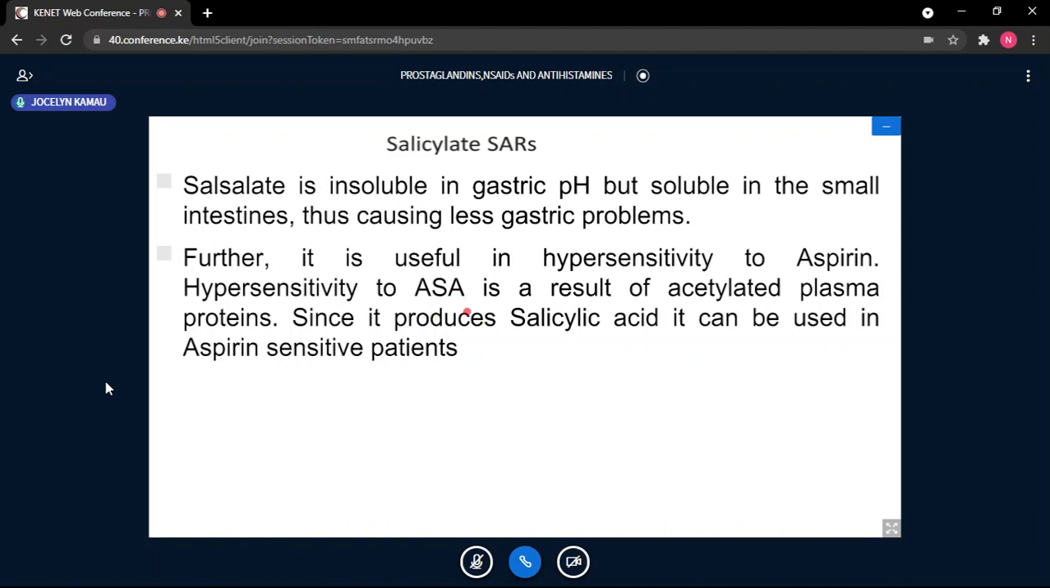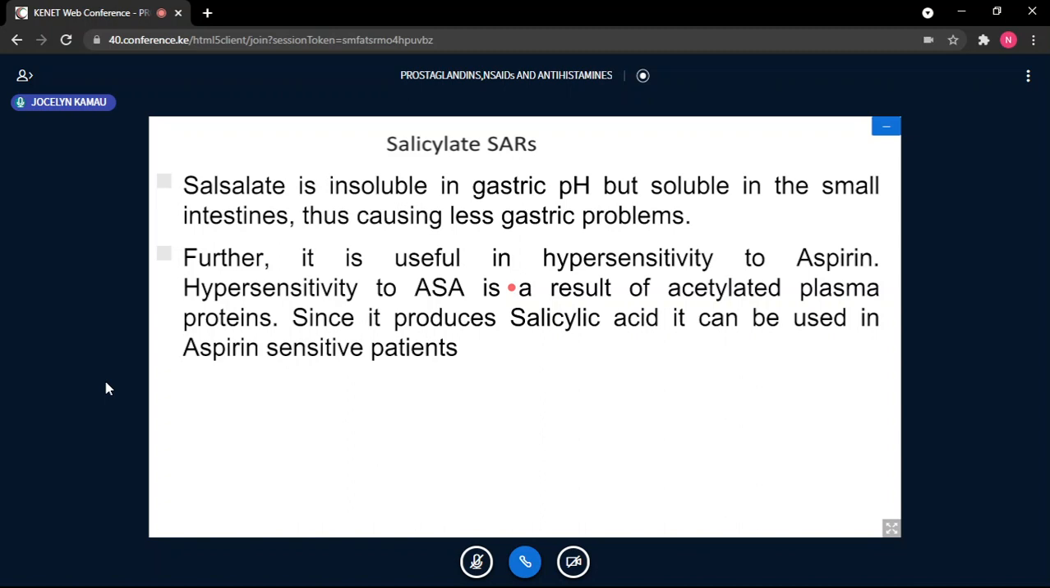Hypersensitivity to aspirin is a result of acylated plasma proteins. Since it produces salicylic acid, it can be used in aspirin sensitive patients. There are patients who are very sensitive to acetylsalicylic acid, because, as we said, aspirin can acetylate the plasma proteins, and in acetylating the plasma proteins, it will trigger an allergic reaction. So you can't give aspirin to such patients, but salsalate does not acetylate. It will just produce salicylic acid.